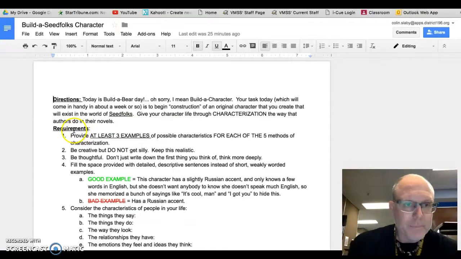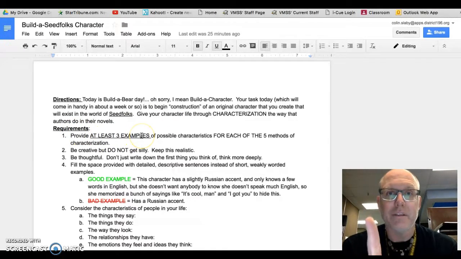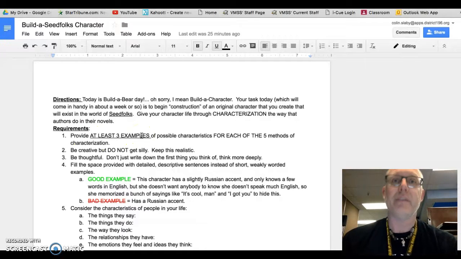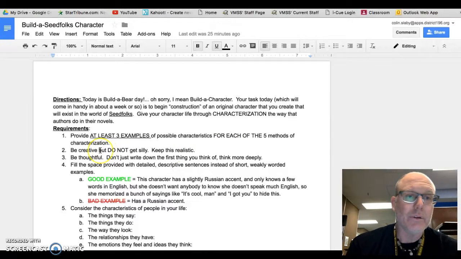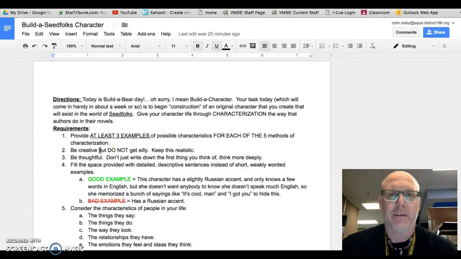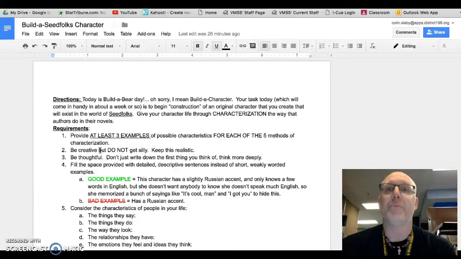Here are the requirements. 1, provide at least 3 examples, at least 3. You can have more. Yes, go crazy, be creative. Possible characteristics for each of the 5 methods, not just one, but all 5. 2, be creative, but don't get silly. Keep this realistic. Don't make your character a walking alligator that flies through the air on bubbles. All right? Yes, it's cute, it's cuddly, but it's not realistic. The challenge here is to create an interesting person that can exist, not SpongeBob SquarePants in Seedfolks Land.